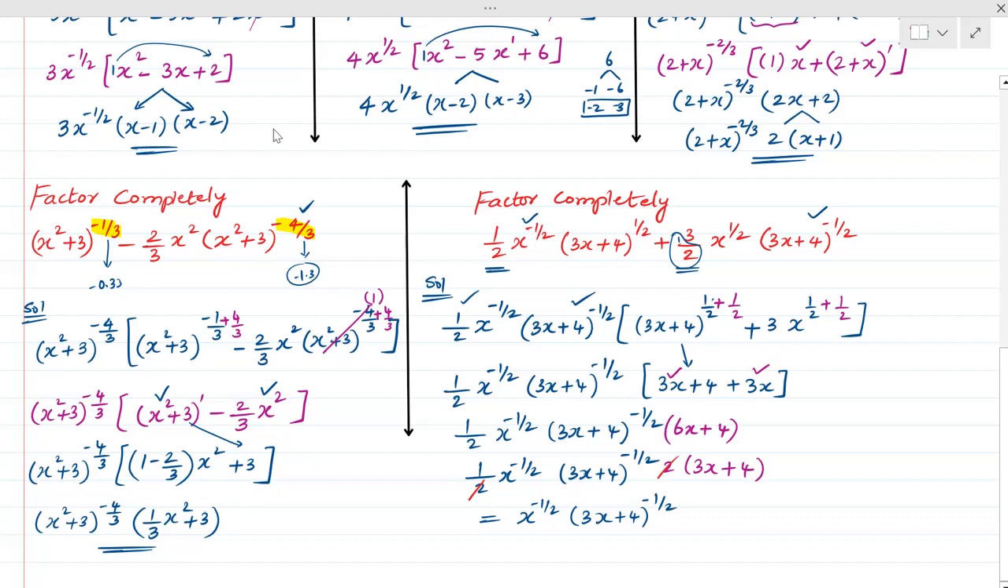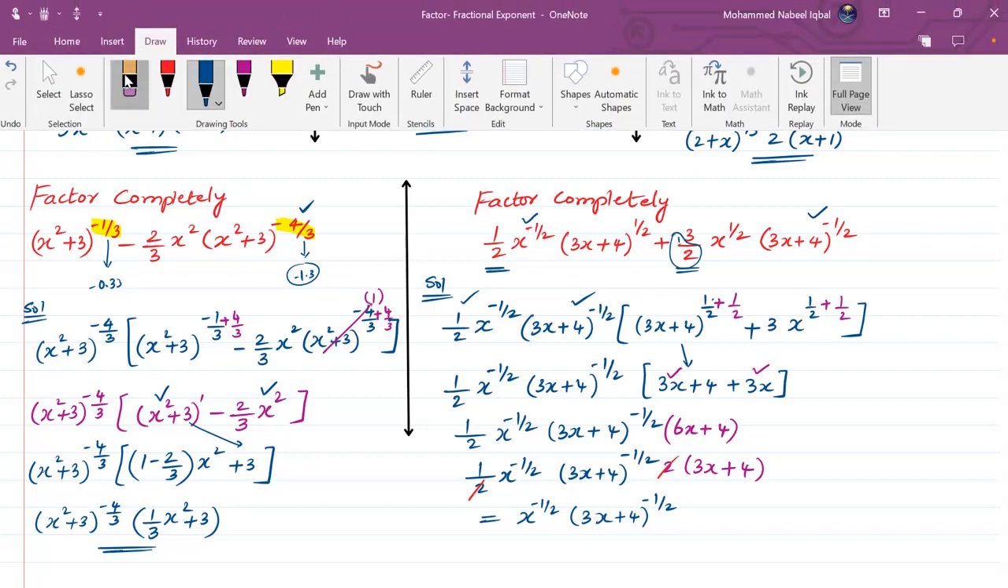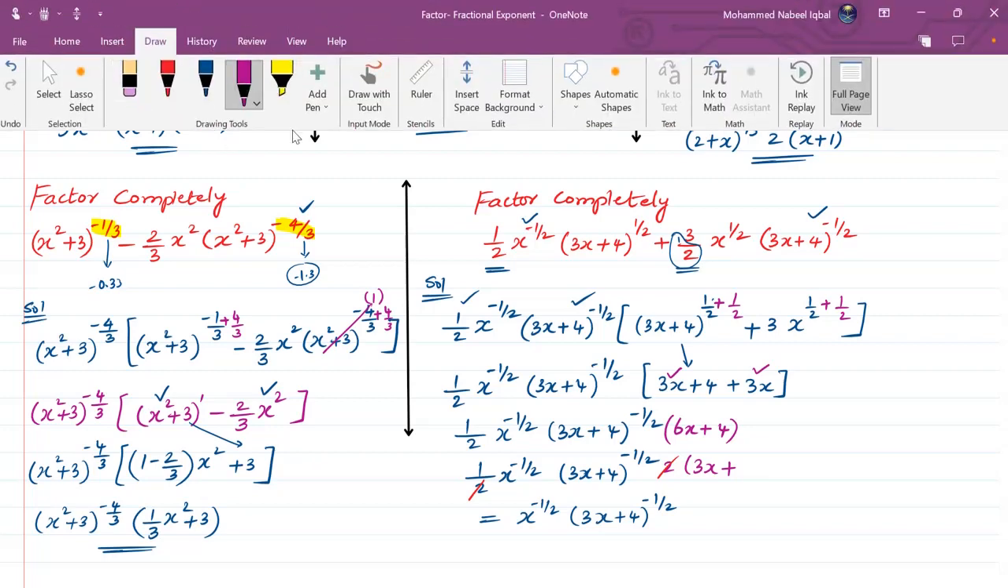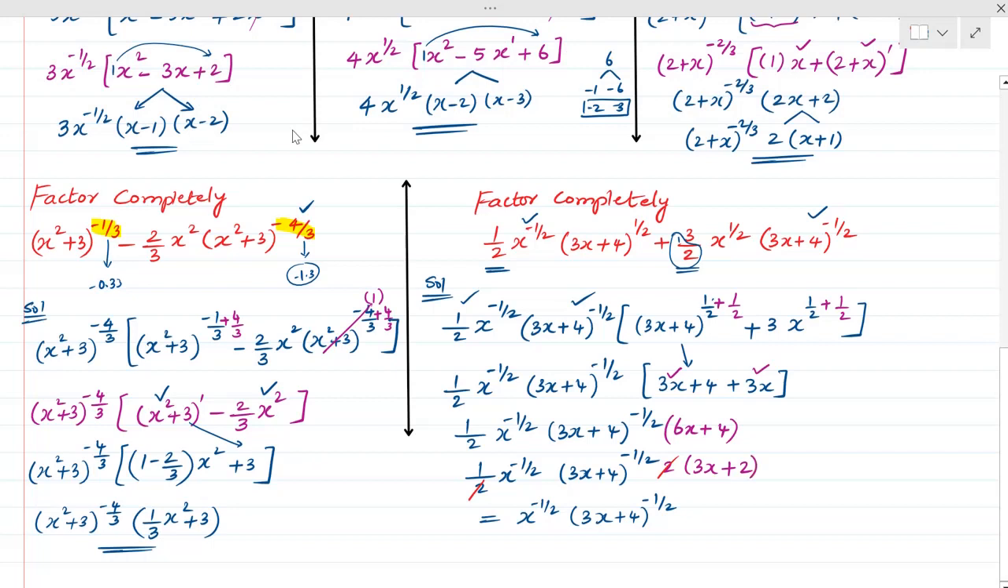Since here, if you take this outside, it is 4 not 2. So here it is what? This part will be 2 not 4. So if you take a common factor, it is 3x plus 2. So you will have here 3x plus 2. We cannot add this one because here you have 3x plus 4. Here you have 3x plus 2. Leave it as it is.